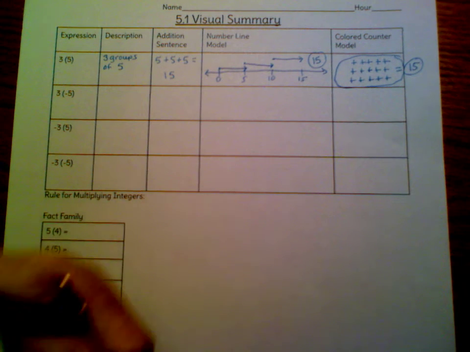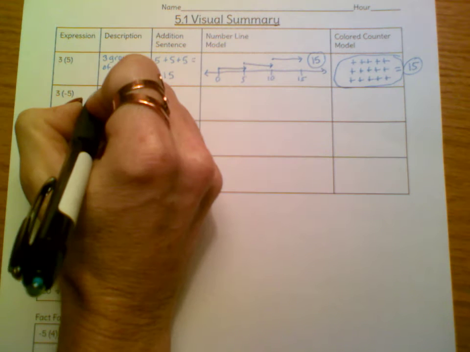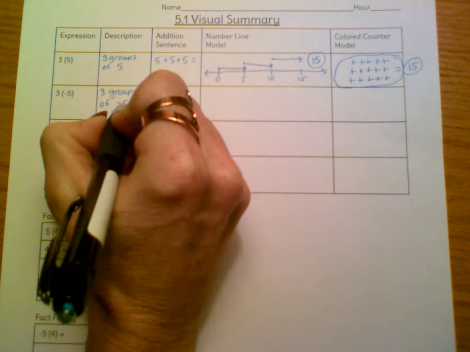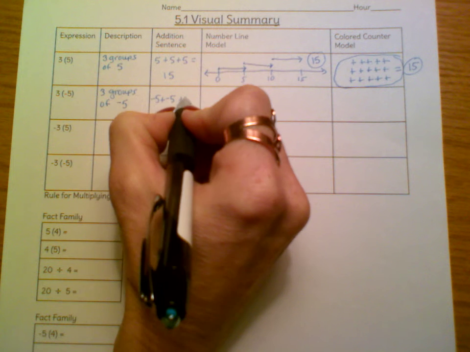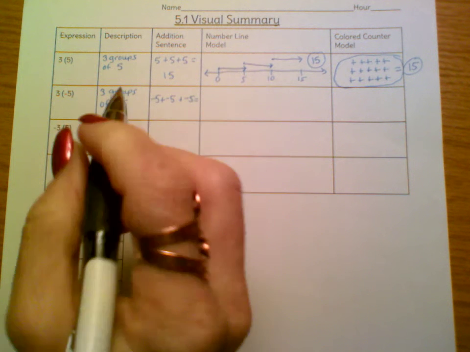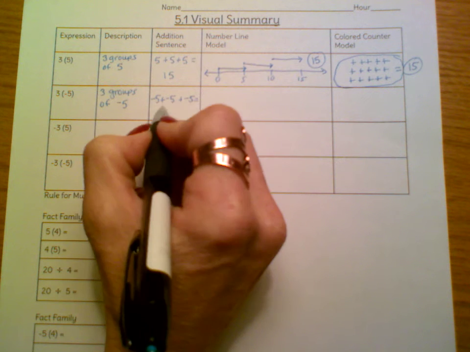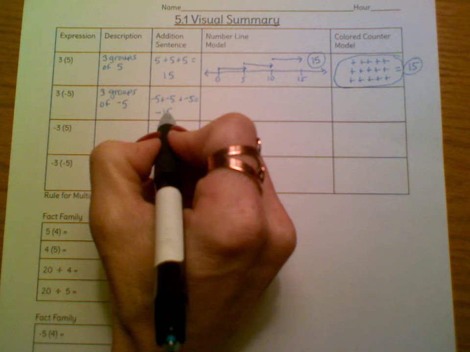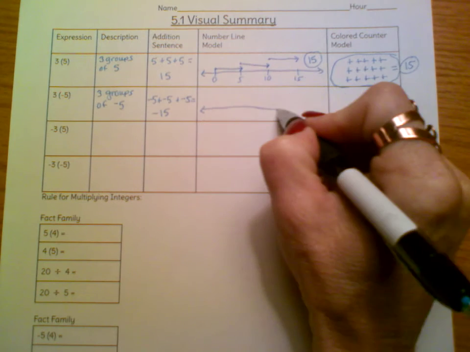Okay, when I look at this second one, this means then 3 groups of negative 5. That would mean negative 5 plus negative 5 plus negative 5, which I know when I add negatives, when the sign's the same, my answer stays the same, and I add their absolute values. So again, I would get negative 15, but let's do a visual on what that means.